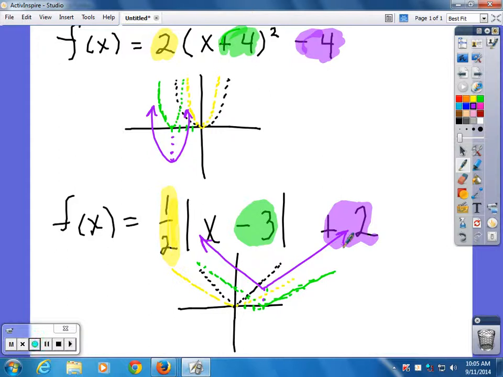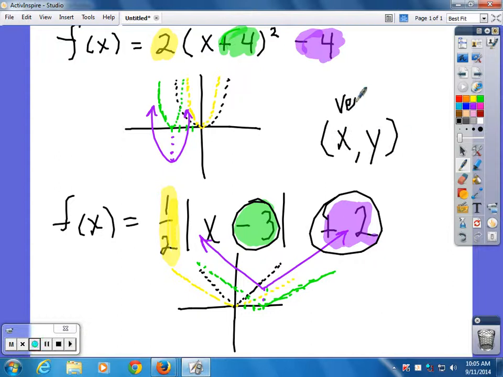So, as Mr. Clauser said, he said it correctly, and which I was getting to, and that's fine. What is this number and this number? This number and this number is your x and your y of your what? Vertex, which is the highest or lowest point of your function, or turning point. But you've got to remember, this is opposite. So what's the vertex of this function? 3, 2. That's your vertex.